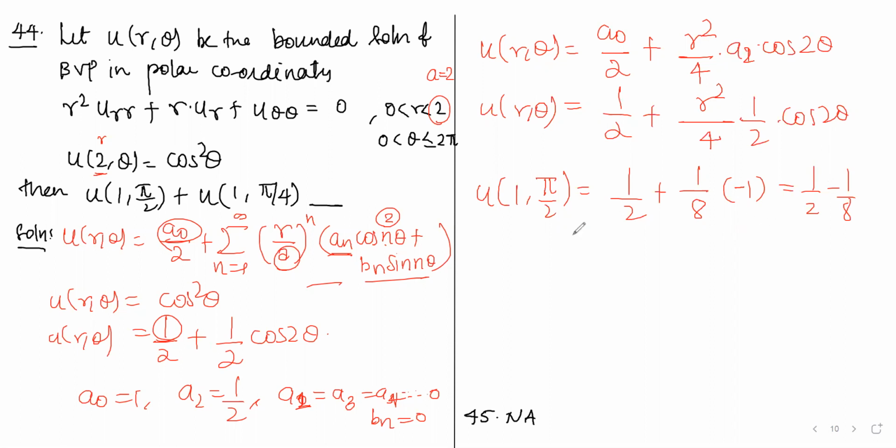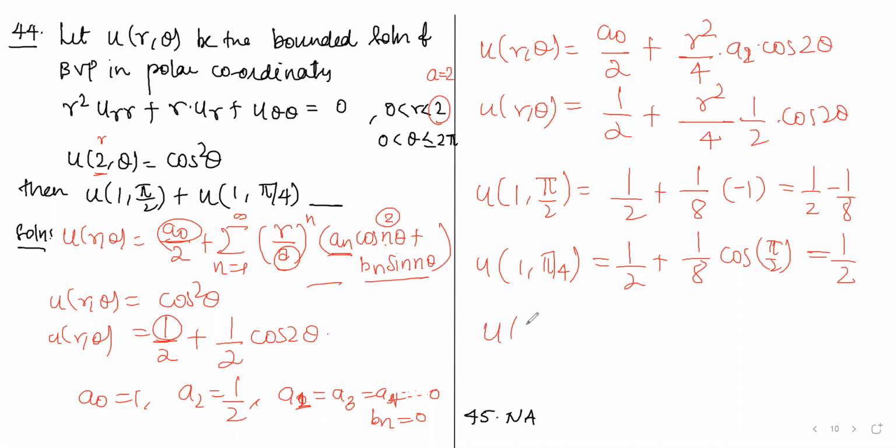And u of 1 comma pi by 4, that will give me 1 by 2 plus again 1 by 8. And since this is cos of 2 pi by 4, that will give me cos pi by 2. So this quantity will give me 0. So it is again half.